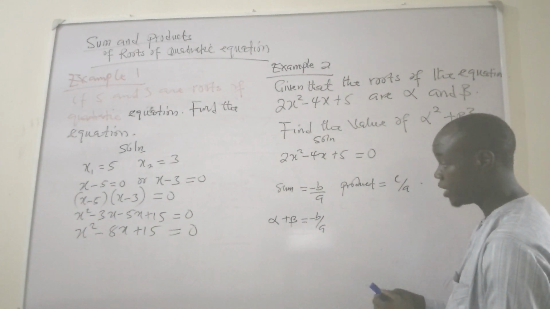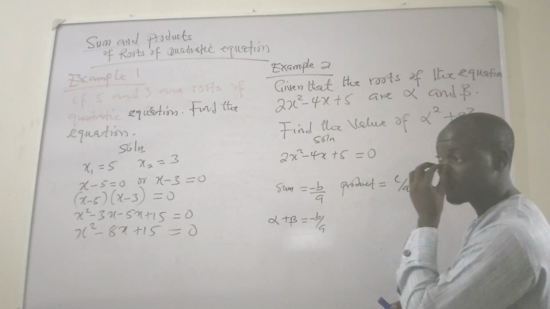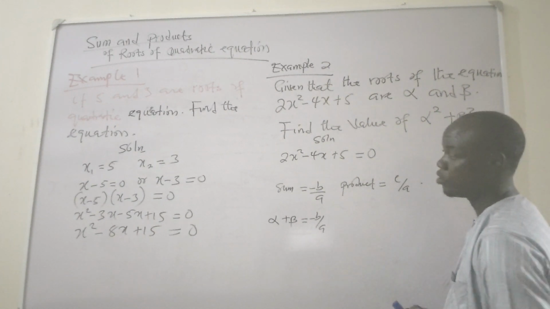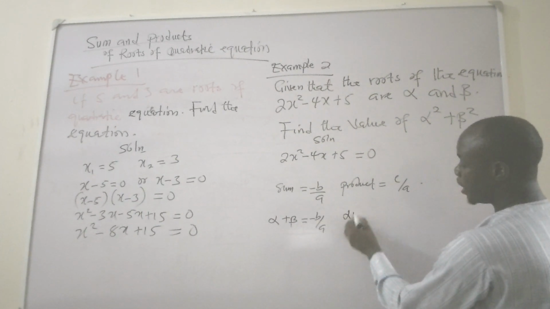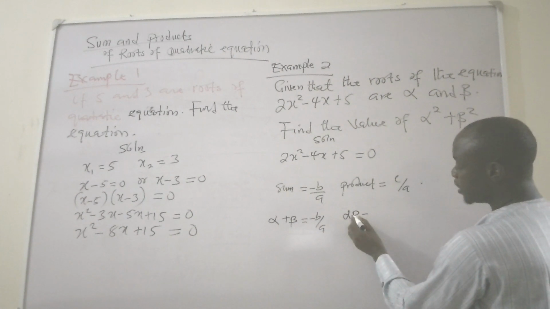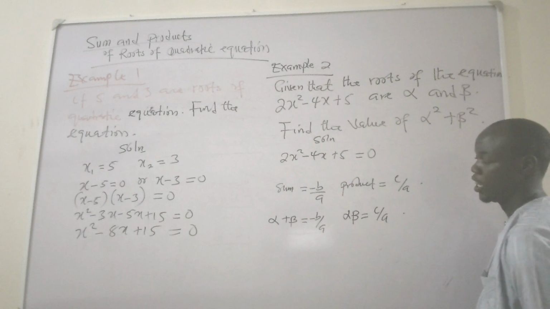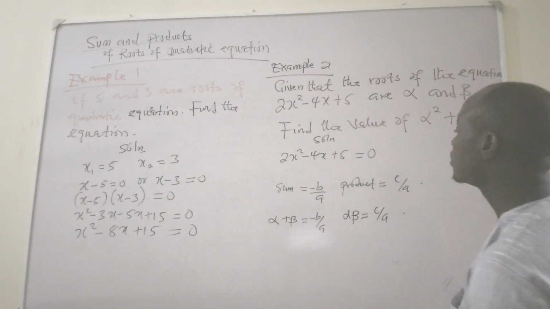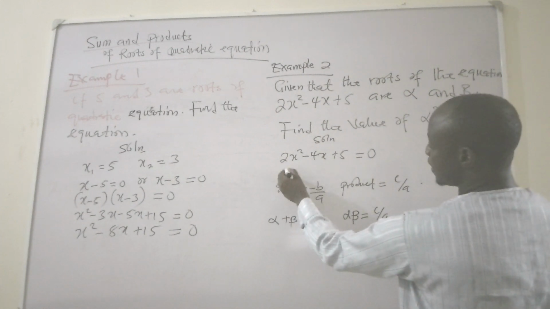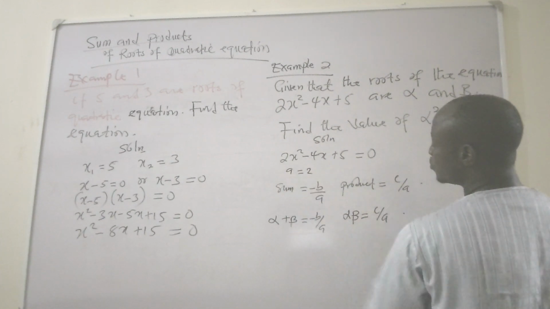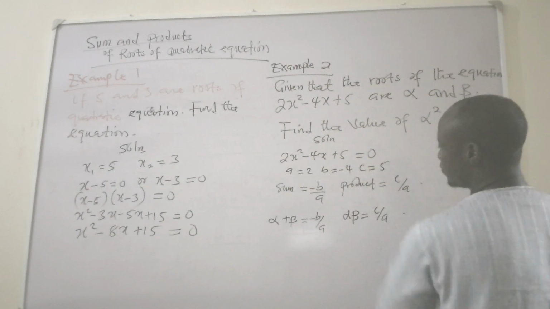So whenever we have alpha and beta, or whenever we have the roots of the equation, we can get the sum of the roots and the product of the roots. So now the product of the roots, which is alpha times beta, is equal to c all over a. And of course, from our equation, we know that a is equal to 2, b is equal to minus 4, and c is equal to 5.